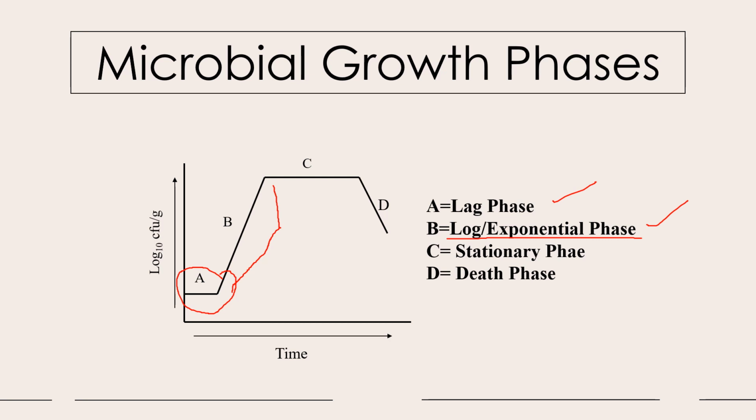The third phase is stationary phase, that is marked as C. In this phase, all the microorganisms stop their growth. They come to a stationary point. They will not show any growth at that particular point of time. And at last, when the time is consumed, this is D point in which the death phase is seen.